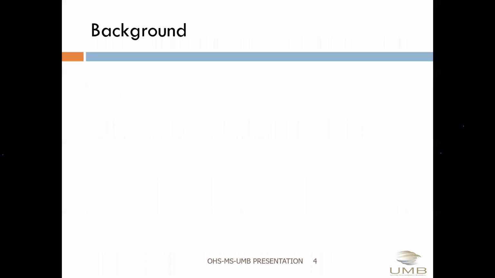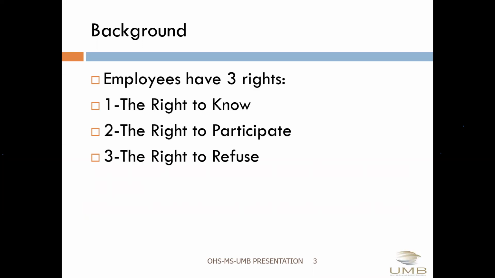So basically, employees and workers in any organization, wherever they work, have three rights. The right to know what risks or hazards, sources of risk, they are exposed to while they are working. They have to know that. So when I'm working somewhere, I need to know, is there any risk to my health and safety that I have to worry about and to know?